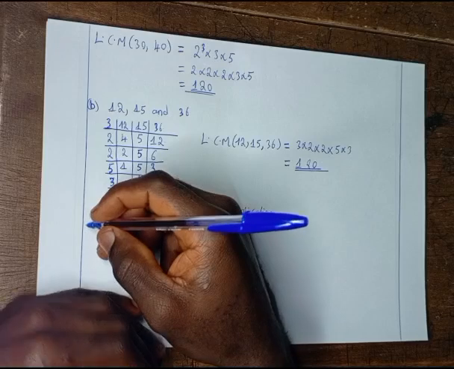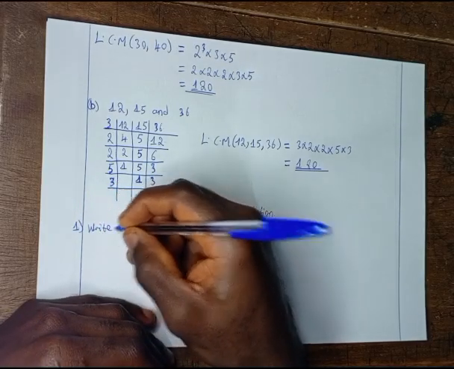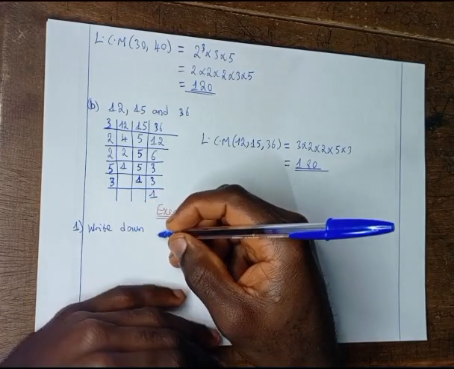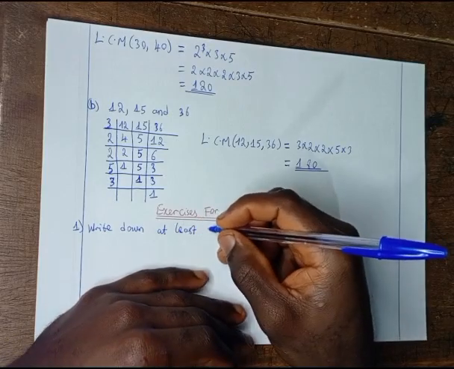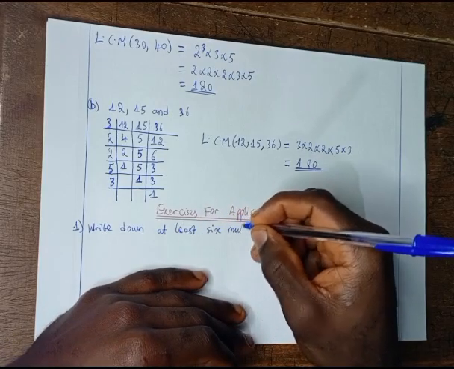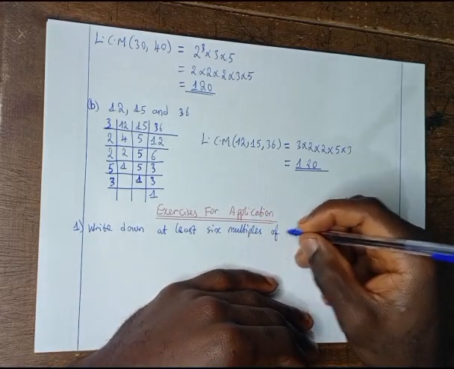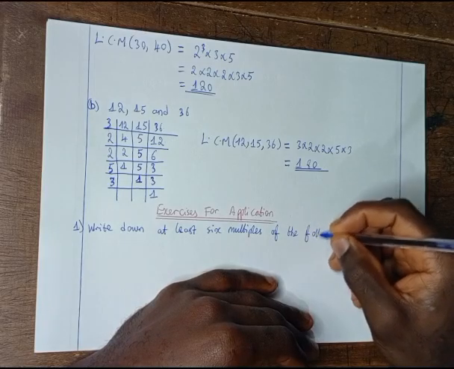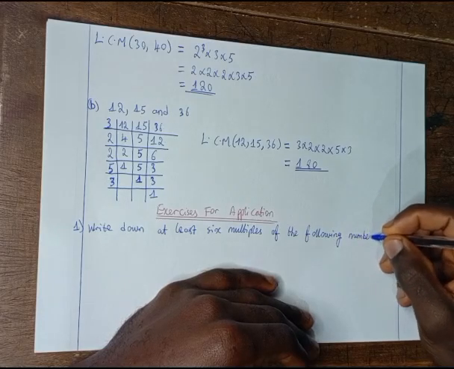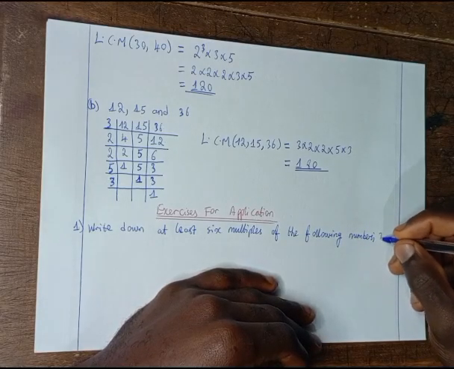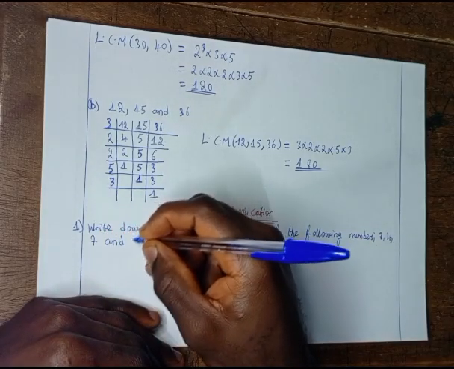We take down question 1. Question 1 says write down at least 6 multiples of the following numbers. We have the numbers 3, 4, 7, and 10.